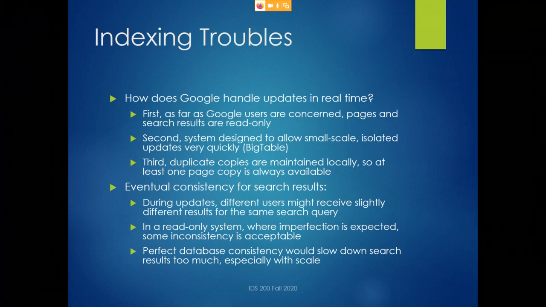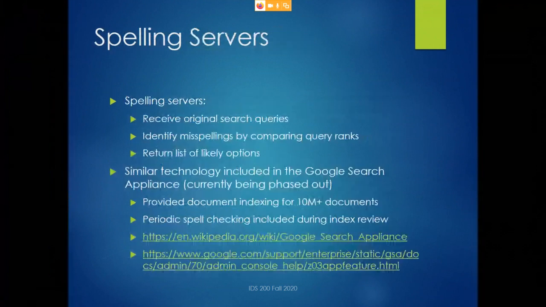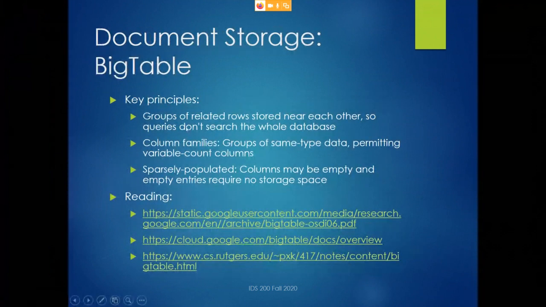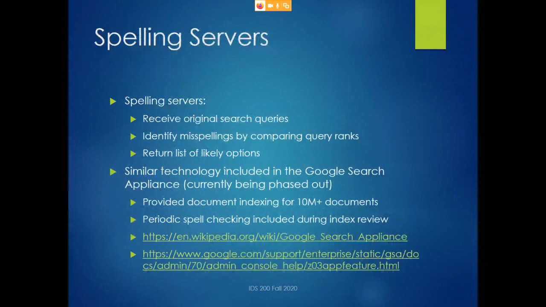Second, the system itself is designed to allow small-scale isolated updates quickly, right? So we talked about Bigtable a couple slides back. Groups of related rows are stored near each other, so queries don't search the whole database. So anytime there are updates going on, Google can just pinpoint that portion of the Bigtable database. It doesn't have to run through and update the whole thing with a big batch.